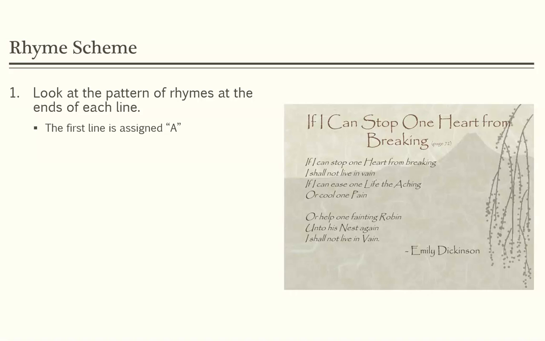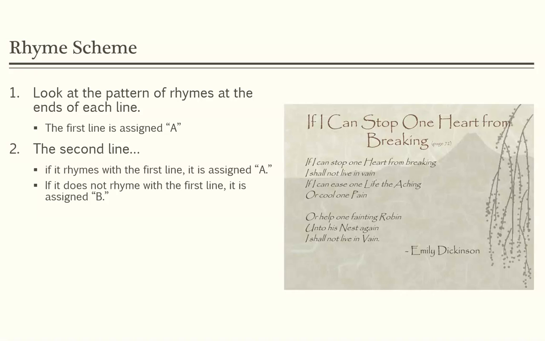Within poems, there can be a rhyme scheme. A rhyme scheme is where you look at the last word of each line and you figure out what it rhymes with in the next following lines. So, if we take a look at the first line, we would assign breaking a letter A. Then we go to the second line. We have to decide, does vain rhyme with breaking? And in this case, it does not, so we have to give vain the letter B.